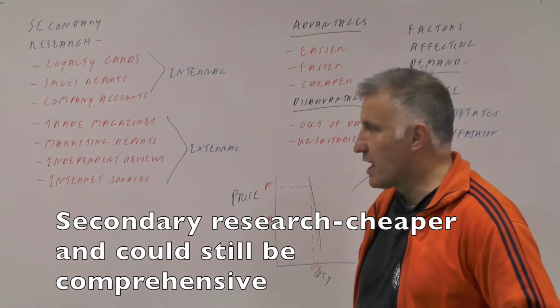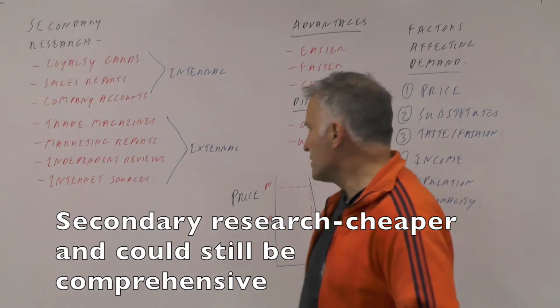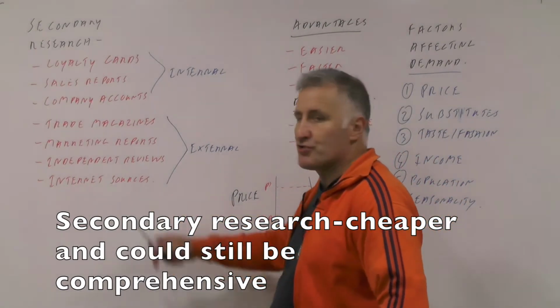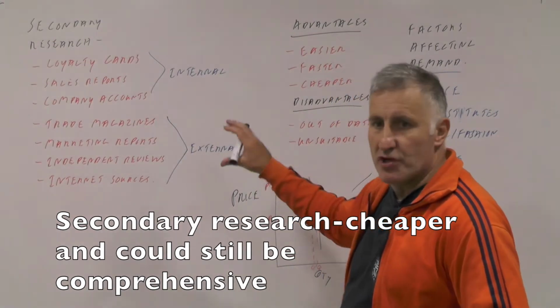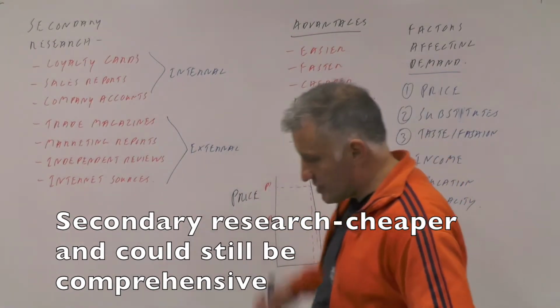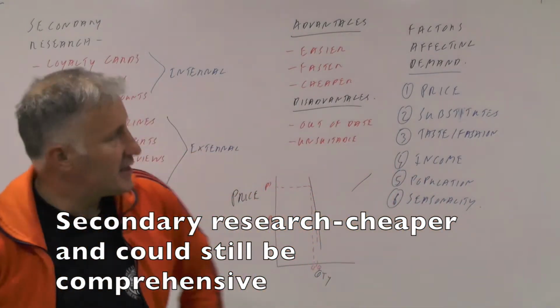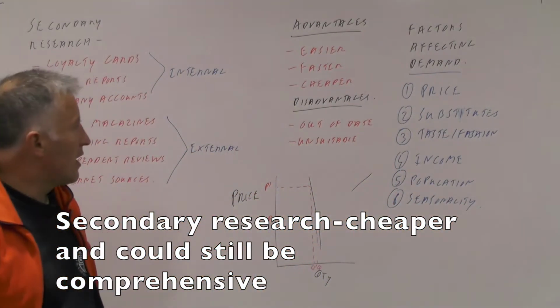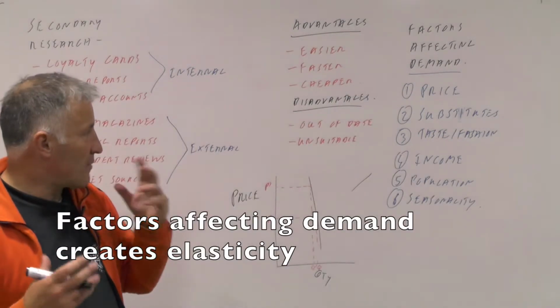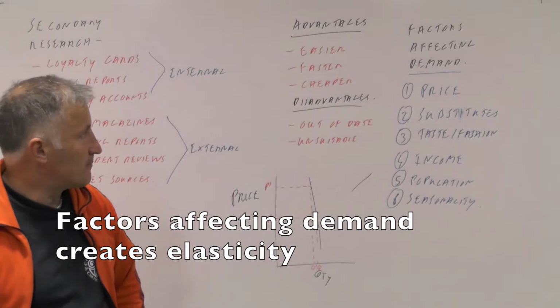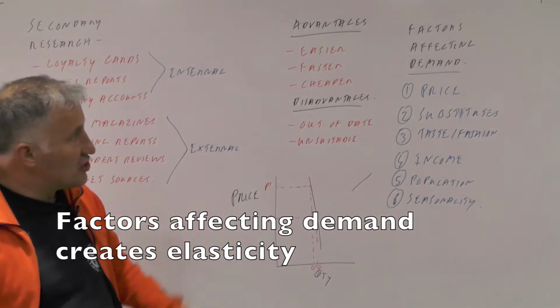Trade reports, Mintel, independent reviews, internet sources. It's amazing how much information you can actually get off the internet. So this is much cheaper research for a company to get. It's easy to get hold of, it's quicker, and it's cheaper. However, the disadvantage is, of course, it's not exclusive to that particular firm and it may be out of date. Okay, so that's secondary research done.